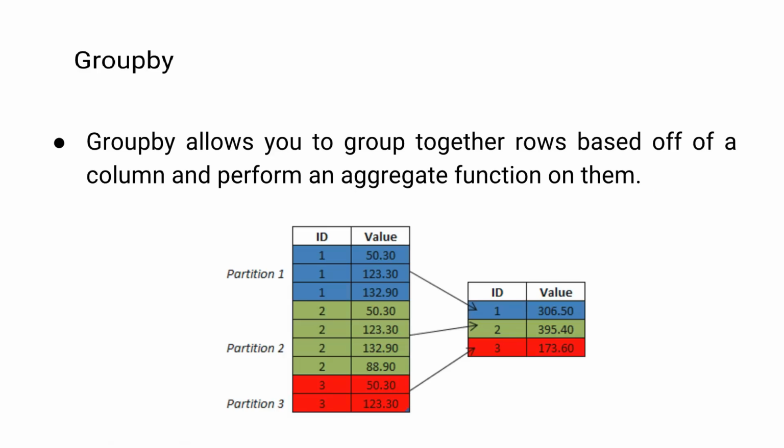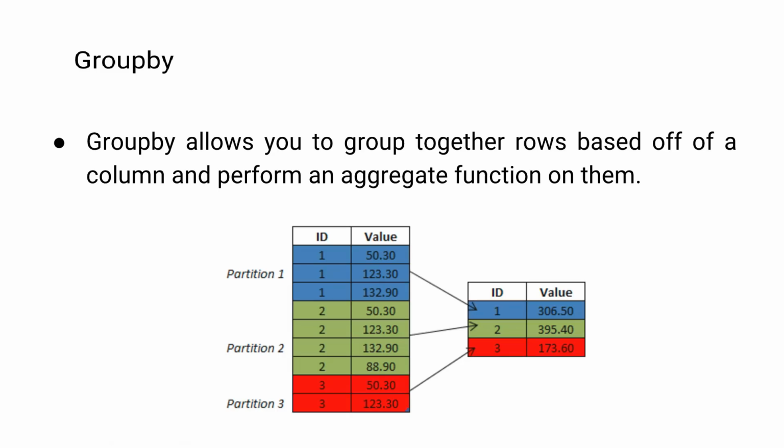To put it simply, GroupBy allows you to group together rows based off of a column, and then perform some sort of aggregate function on them. For instance, in this example here, we have 3 partitions of IDs, 1, 2, and 3, and then we have several values for them. We can group by the ID column and aggregate them using some sort of aggregate function.